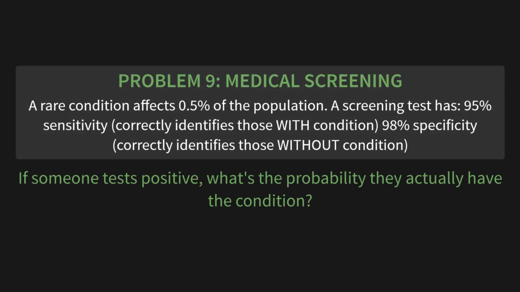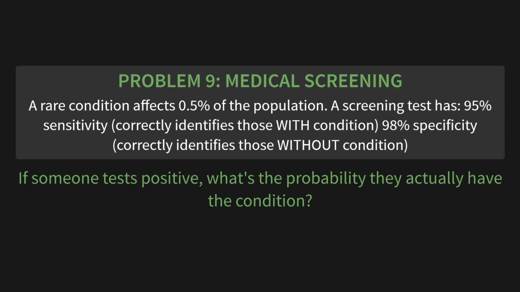Okay, this one's really important. It could literally save you from unnecessary worry someday. We're talking about medical testing, and why a positive test result might not mean what you think it means. Here's our scenario. There's a rare condition that affects just 0.5% of the population. That's only 5 people out of every 1,000. We have a screening test that's pretty good, 95% sensitivity, meaning it correctly identifies 95% of people who have the condition, and 98% specificity, meaning it correctly identifies 98% of people who don't have it.